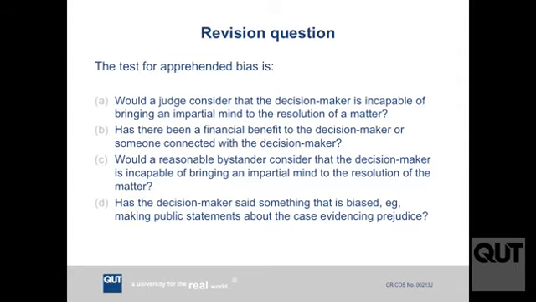The question is, the test for apprehended bias is A, would a judge consider that the decision maker is incapable of bringing an impartial mind to the resolution of the matter? B, has there been a financial benefit to the decision maker or someone connected with the decision maker? C, would a reasonable bystander consider that the decision maker is incapable of bringing an impartial mind to the resolution of the matter? Or D, has the decision maker said something that is biased, for example, making public statements about the case evidencing prejudice? What do you think?